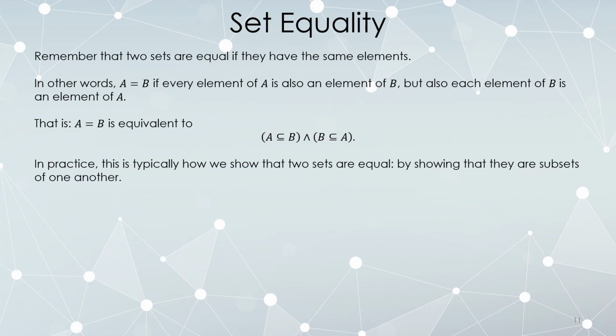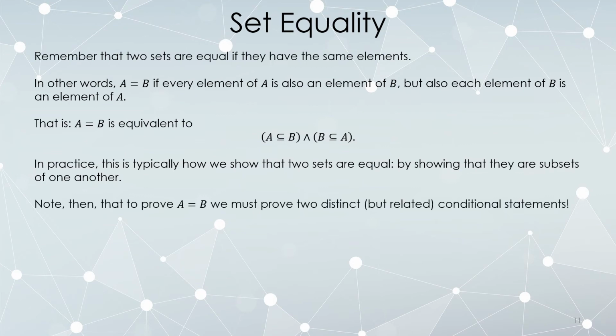In practice, if you want to show that two sets are equal, this is how you do it. You prove that one is a subset of the other, and then you prove it in the other direction. So if you can show every element of A is also an element of B, and every element of B is also an element of A, then you have shown that they have the same elements. This is referred to, by the way, as proof by mutual containment, if you ever see that language. So what you have to do is prove two different conditional statements. They're very similar and related, but they are different statements.